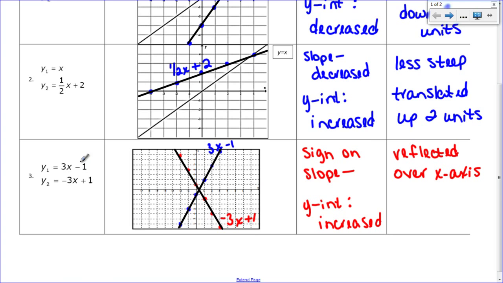And this going from -1 to +1, it translated my graph up because I went from a negative to a positive, and it went up, and if we count, it went up 2 units because from -1 to +1 is 2 units on the number line. So it reflected and got translated up, but nothing happened to the steepness because I didn't change my slope, the actual number.